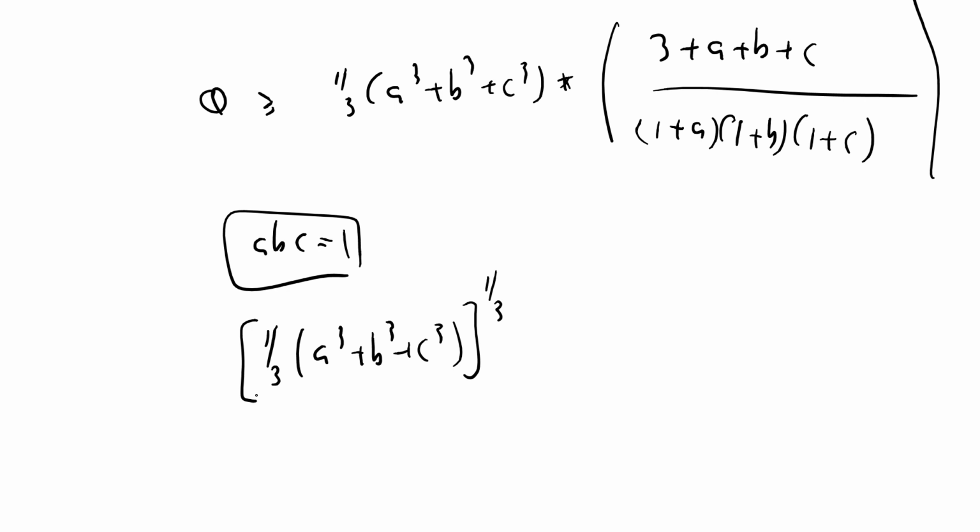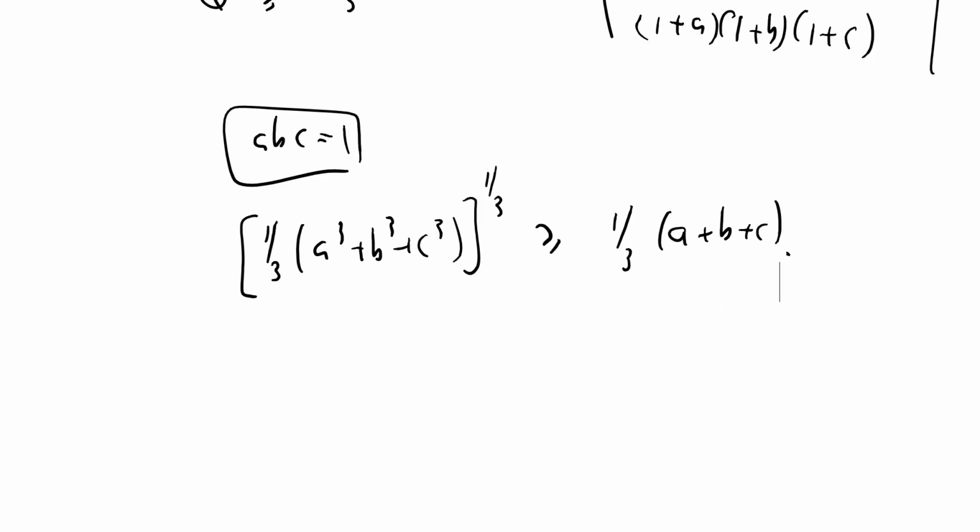And we know that that's going to be greater than or equal to the linear average, a plus b plus c over 3. What about a third of a plus b plus c? Well, we know by the AM-GM inequality that's greater than or equal to (abc) to the 1/3, which is 1 to the 1/3 equals 1, because we know that abc equals 1.